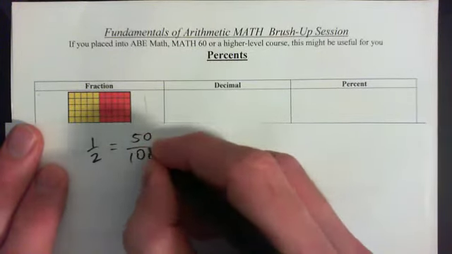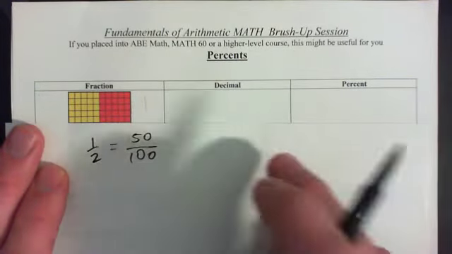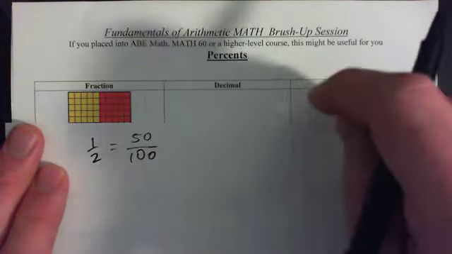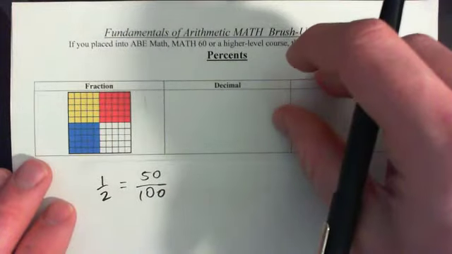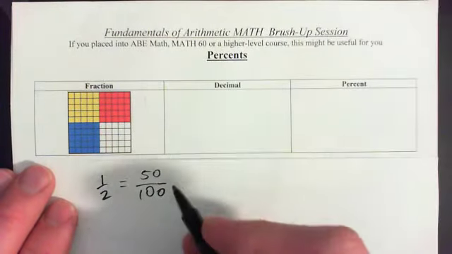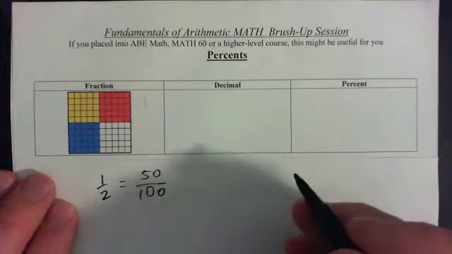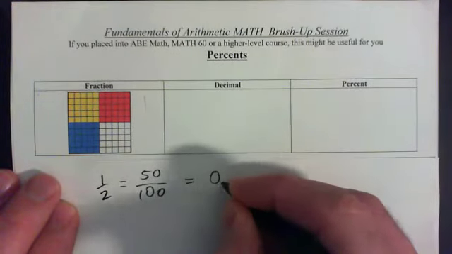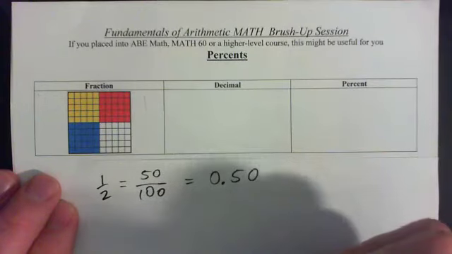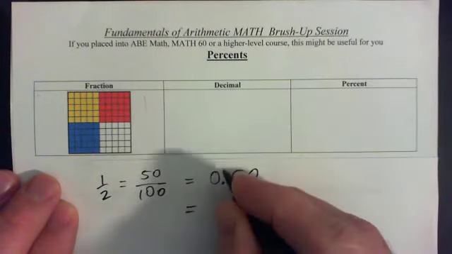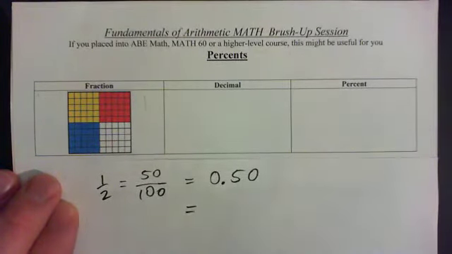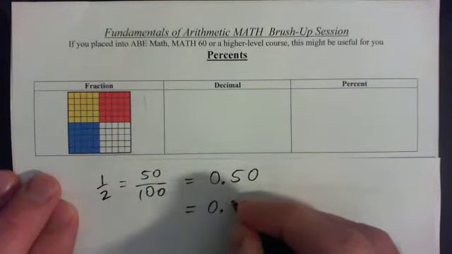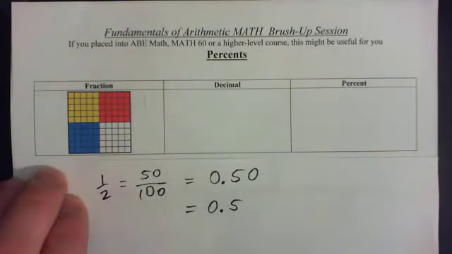Now this is what we can use to easily figure out the decimal and the percent. Because 50 out of 100 is 50 hundredths. Now 50 hundredths as a decimal is 0.50. Can you write that a simpler way? 0.5, right? So that's converting it to a decimal.